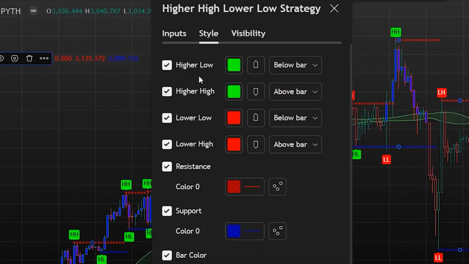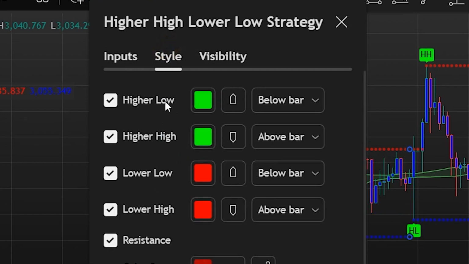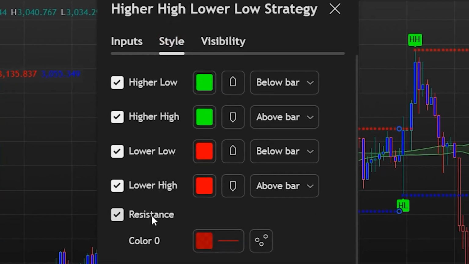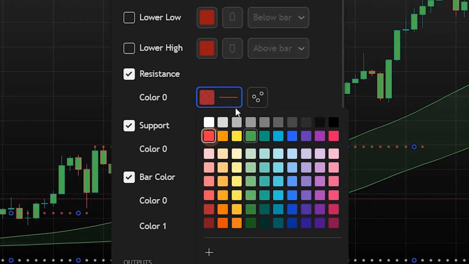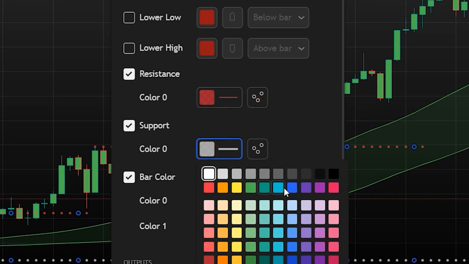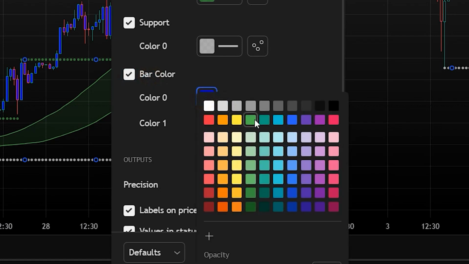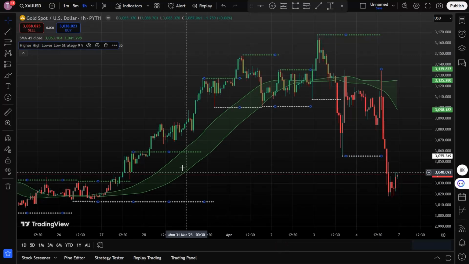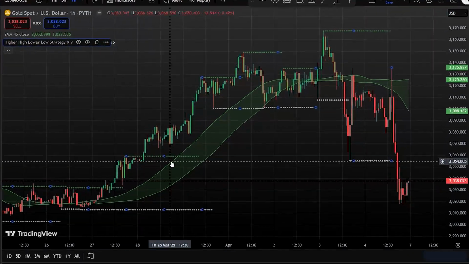Open Settings, go to Inputs, and change left bars and right bars to 9. This filters out small, insignificant moves. In the Style tab, uncheck all extra labels. We want a clean chart. Adjust bar colors: green for bullish moves, red for bearish moves. Now our chart is clean and powerful. We have trend confirmation and momentum signals in one setup.